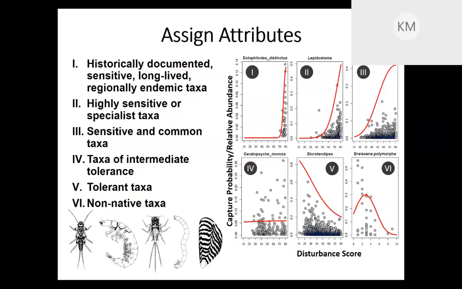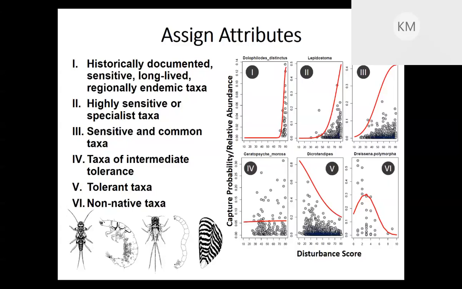Then you have attribute 3. These are sensitive but more common. They'll persist even further down that gradient, but they still show a response to disturbance. Attribute 4, these are taxa of intermediate tolerance. So these taxa either seem to be most common in the mid-range of disturbance, or they don't really show any response at all. And then attribute 5, tolerant taxa, taxa that actually decline as disturbance decreases.